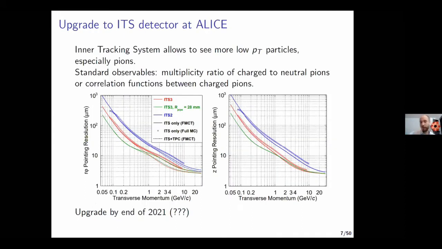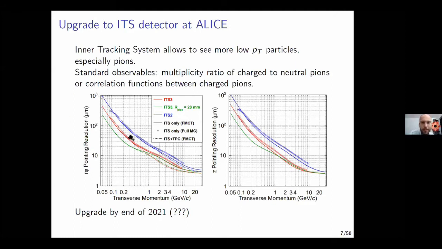On that front, experimentally, as Derek said before, ALICE is the only place really doing these low pT measurements. What's happening next year, hopefully, is an upgrade during the long shutdown to the ITS detector at ALICE, the inner tracking system. This allows a higher sensitivity to low pT particles, especially soft pions. That's a plot from the technical report.